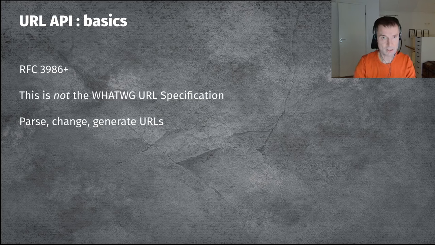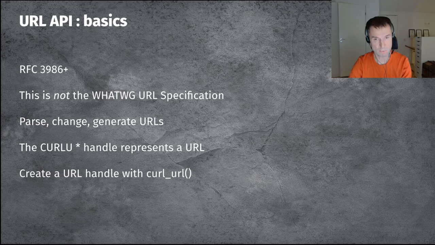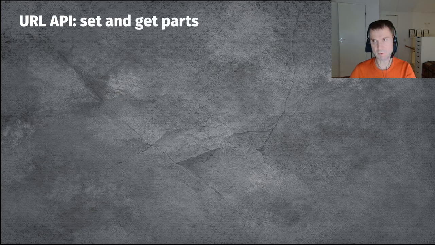And with our curl URL API, you can parse URLs, you can change URLs, you can generate URLs, you can normalize them, you can do fun things. And we have this concept of, again, handles. With the URL API, you have a curl U handle, and that represents a single URL. You create the curl URL handle with curl URL. And when you have a URL handle, you can do things with that handle. You can duplicate it and get a new one based on the old one, so it inherits all the properties of the one that you duplicate.